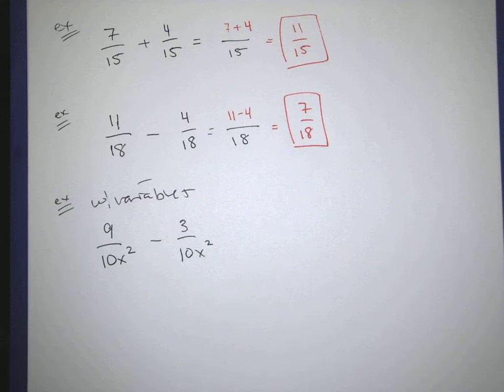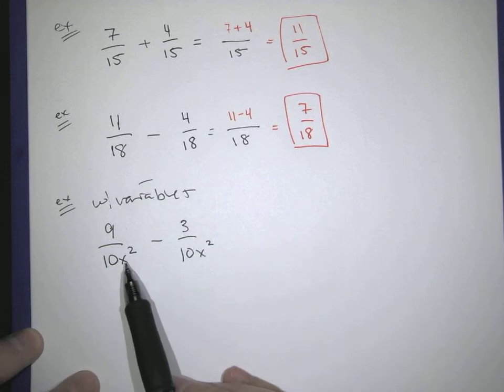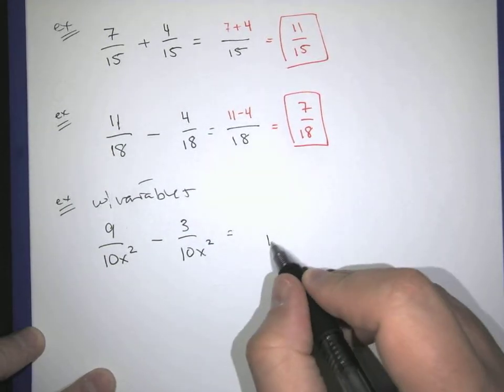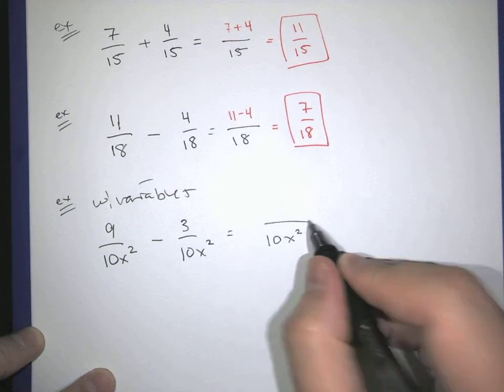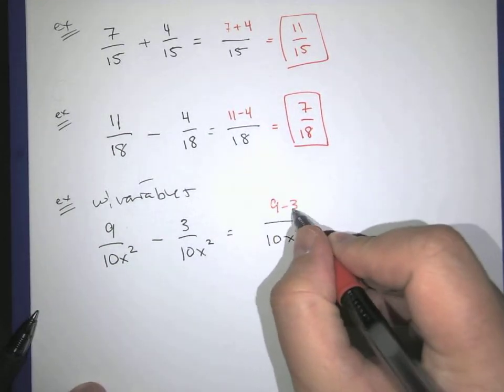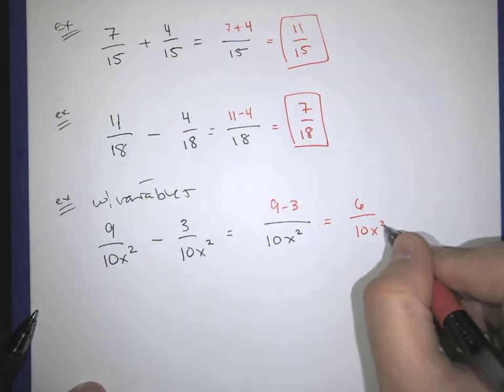So the denominator here is a little bit busier, 10 times x squared, but that doesn't particularly matter because what's important here is that they match and they're in sync. So this is going to be 10x squared for us on the bottom, and then we're just going to do 9 minus 3 up top. So this is going to look like 6 over 10x squared.